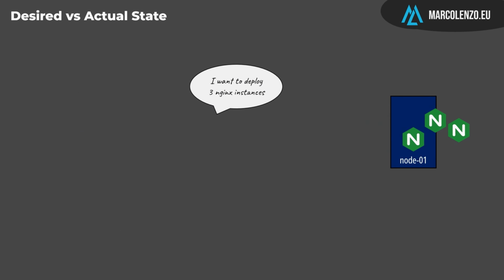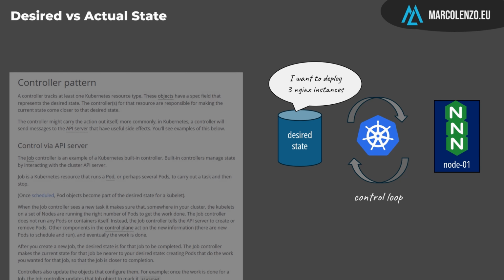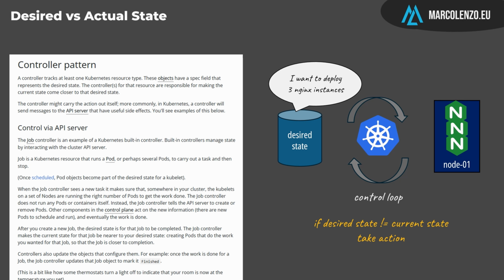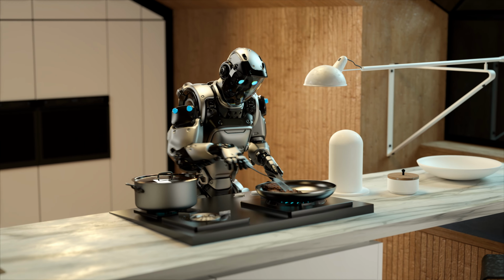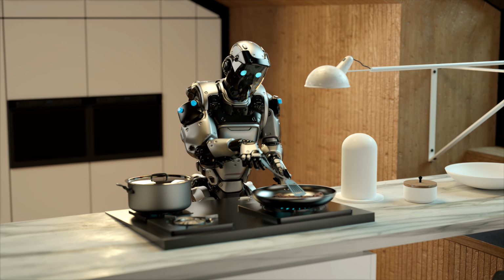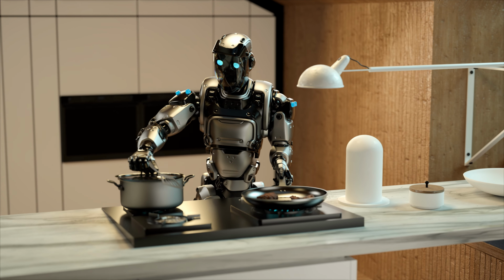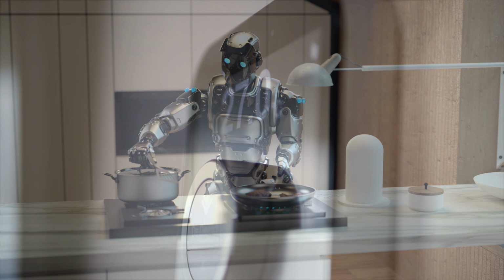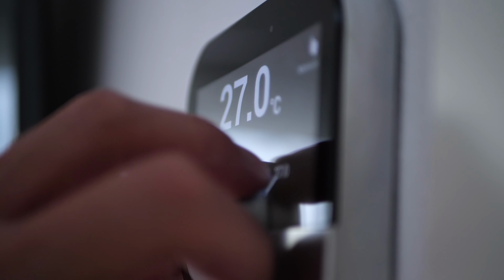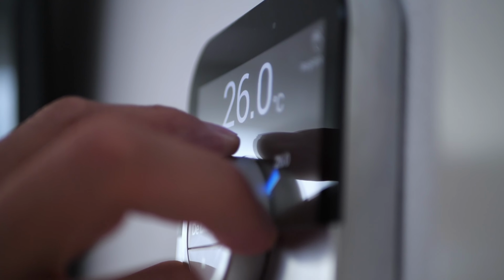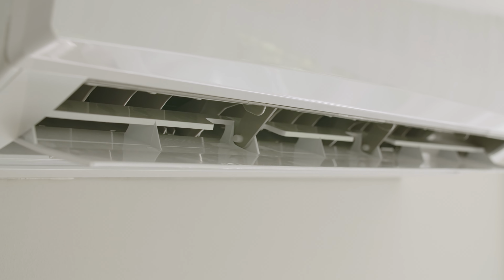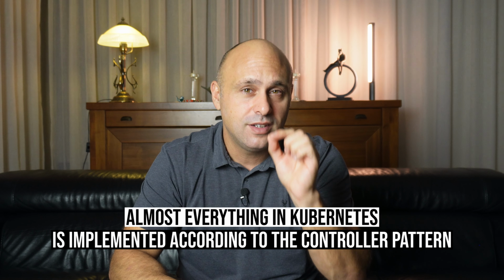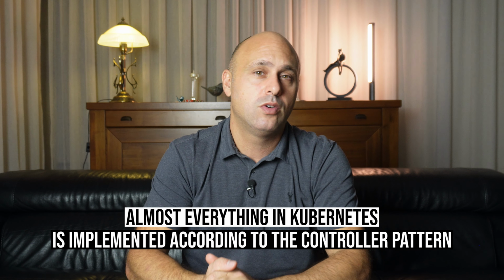This mechanism is also known as the controller pattern, and it's inspired by the same control loops used in robotics and automation. In essence, Kubernetes acts as the thermostat in a room. We define the desired temperature, while Kubernetes monitors the room and decides whether it has to operate the air conditioning unit or not. Almost everything in Kubernetes is implemented according to the controller pattern.